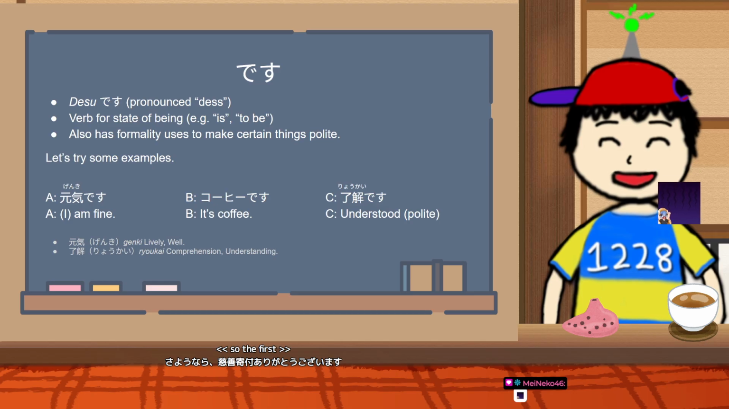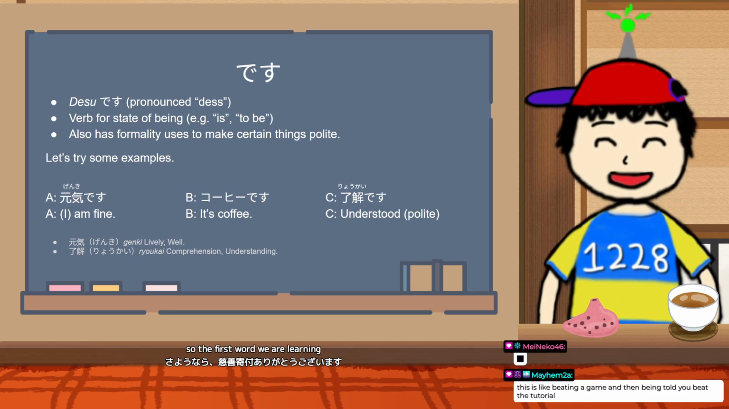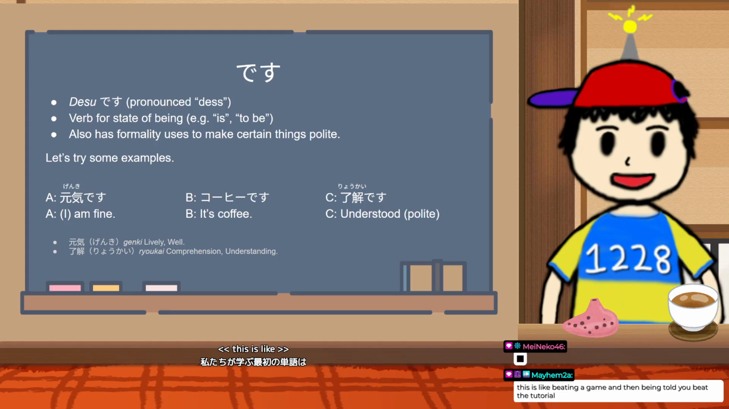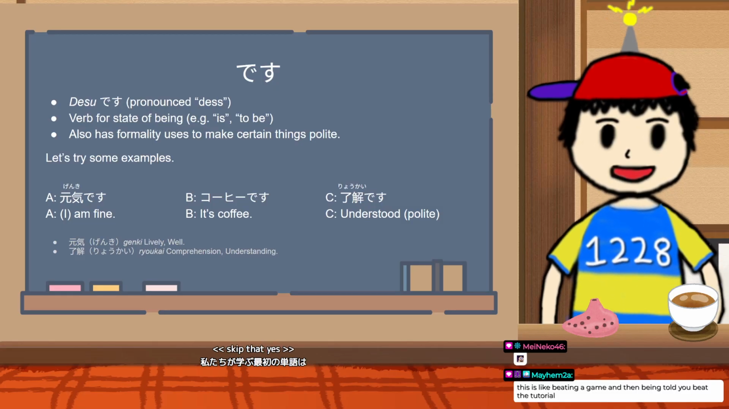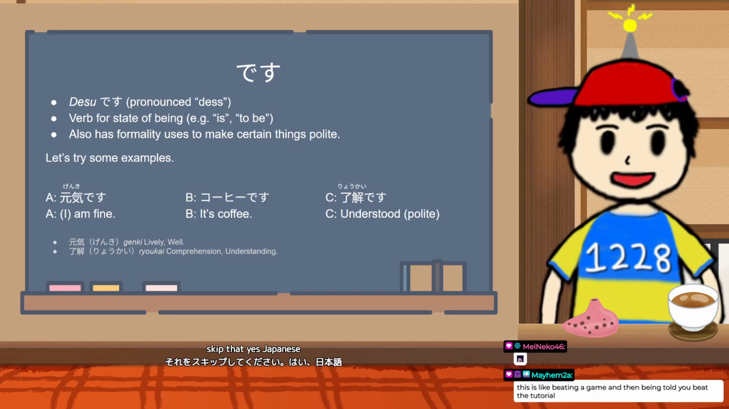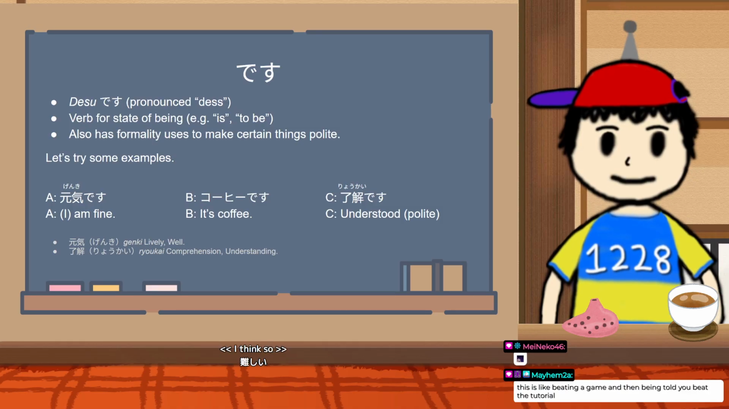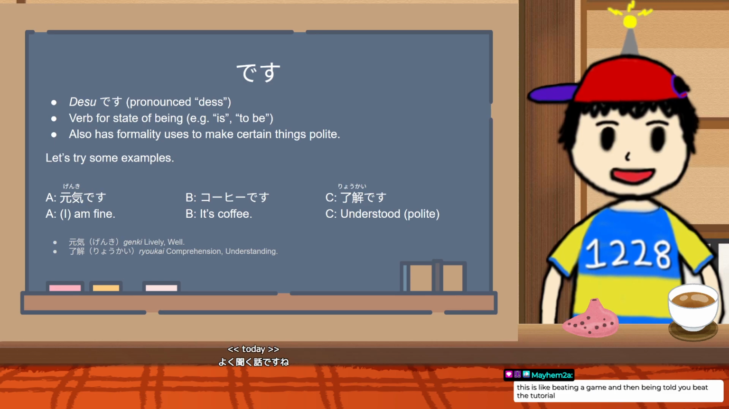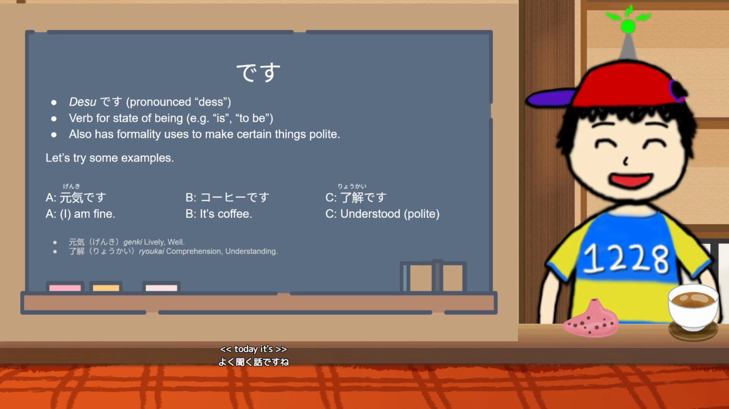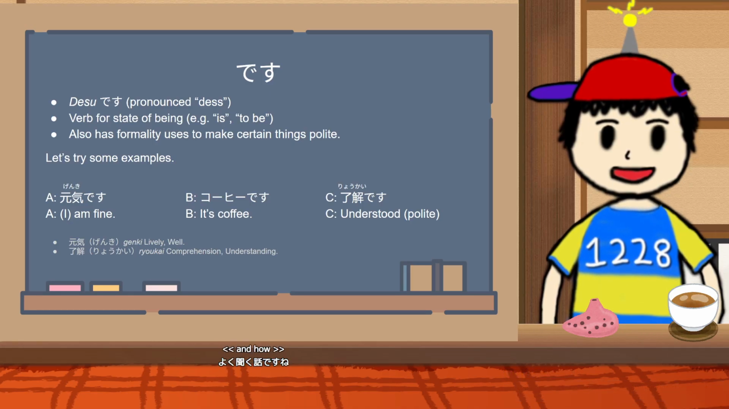So the first word we are learning is desu. This is like beating a game and then being told you beat the tutorial! It really do be like that! Yes! Japanese is difficult. I think so. So, desu. You hear it a lot. And I do mean a lot. In fact, a lot of weebs meme about desu. But today, if there's anything you want to learn, it's what desu actually means and how it's used.